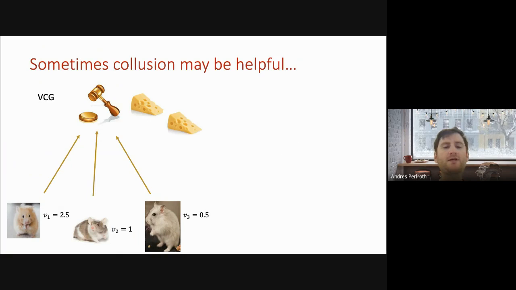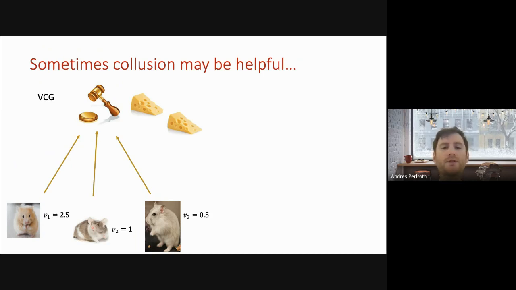So the previous example showed that intermediaries are negatively impacting sellers' revenue. Is this always the case? And the answer is no. To see this, consider the following example where now the seller owns multiple goods, two cheeses, and they are the same buyers. Each buyer wants to buy only one cheese.